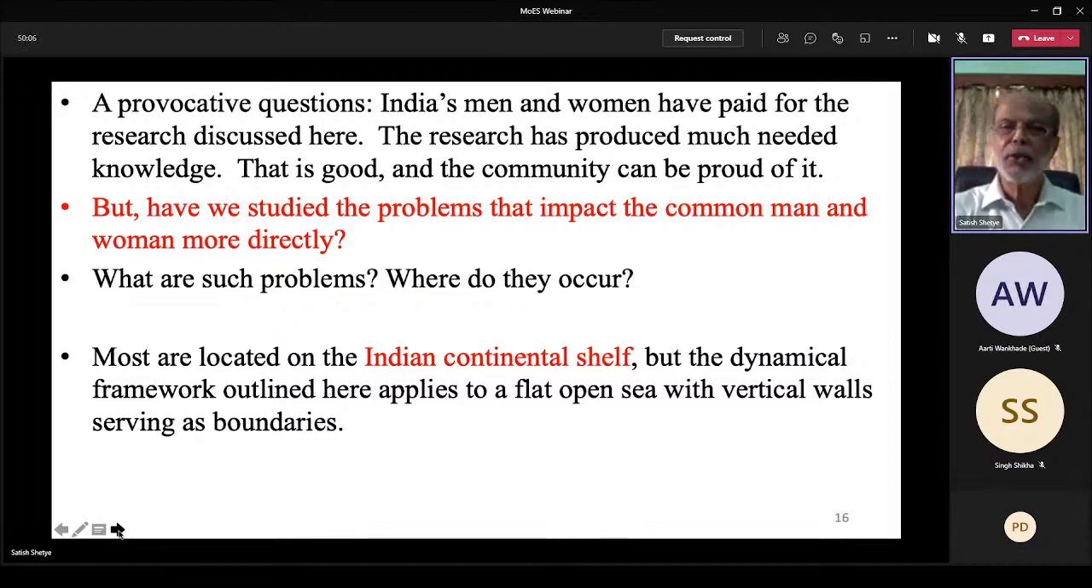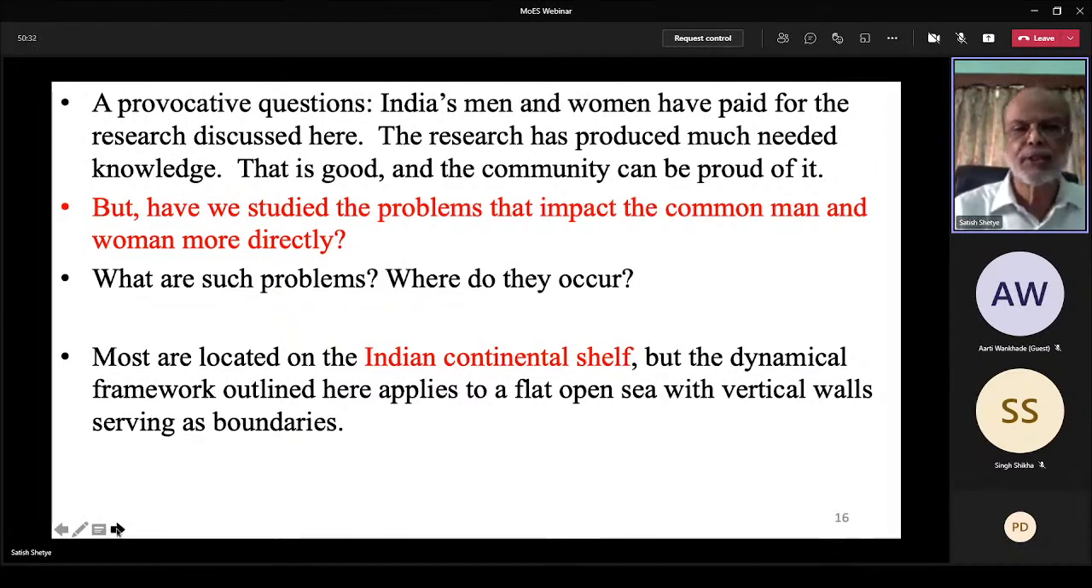Well, that depends on what such problems are and where they occur. Let me tell you that they occur close to the coastline. They occur on the Indian continental shelf, which is very shallow and is separated from the open sea that I discussed by a slope.